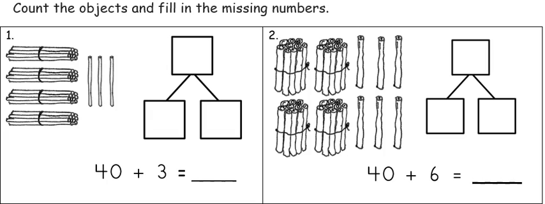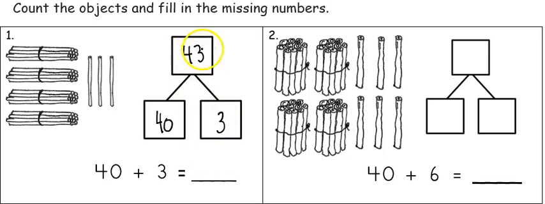For example, in problem number 1, we have some bundles of sticks. In each bundle, there are 10 sticks. So I'm going to start by counting how many sticks I have in those bundles of 10. I'd say 10, 20, 30, 40, and then I'll continue adding on the individuals, 41, 42, 43. So I have 43 sticks in all, and it's made up of 4 groups of 10 or 40 in those bundles, and then 3 ones.